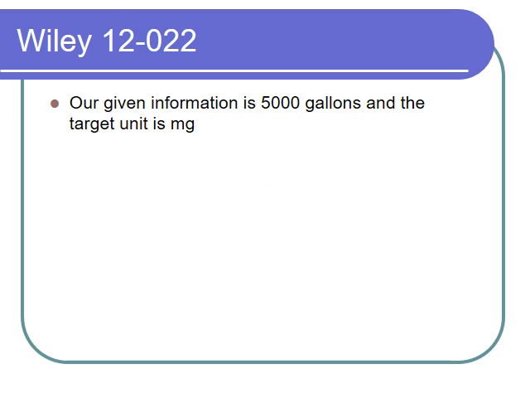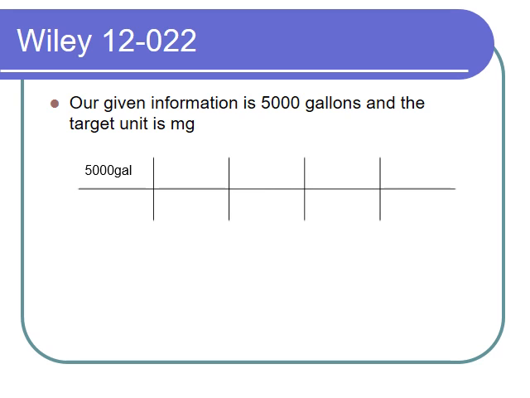Our given information is 5,000 gallons. The target unit is milligrams. We start with 5,000 gallons. There are different ways to do this conversion. The way I choose is first to convert the gallons to liters. That conversion is 1 gallon equals 3.785 liters. Now you won't have to memorize this. If this problem is given on an assessment, you will be given that conversion. But we do have to put gallons on the bottom and the 3.785 liters on the top. We will cancel our units here once we've put everything down.